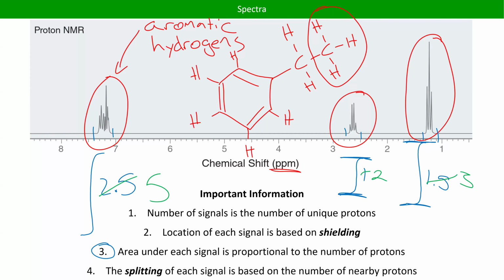So the number 3 tells you how many protons are in each signal. Number 4 tells you how many neighboring protons you have. The number of peaks within the signal, like this looks like 3 peaks on top of each other, right? Or sorry, it's one signal split into 3 peaks. We call that a triplet. Which would make this a quartet, not a quadruplet.